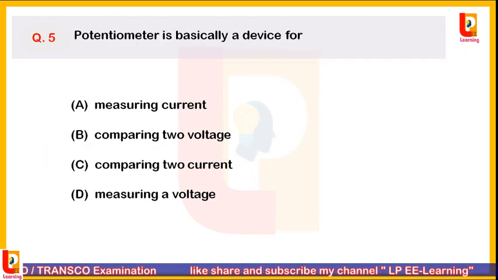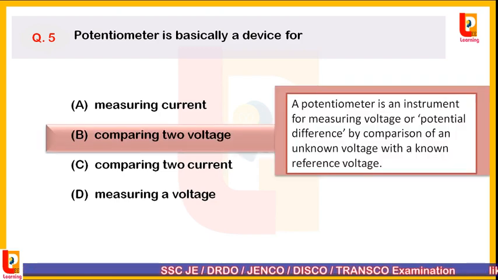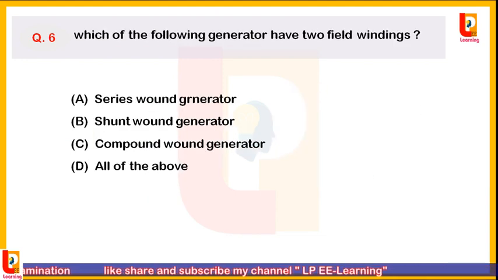Next question, question 5. The potentiometer is basically a device for measuring what? Option A, measuring current; option B, comparing two voltages; option C, comparing two currents; and option D, measuring the voltage. So the correct answer is option B, comparing the two voltages. A potentiometer is an instrument for measuring voltage or potential difference by comparison of an unknown voltage with a known reference voltage.